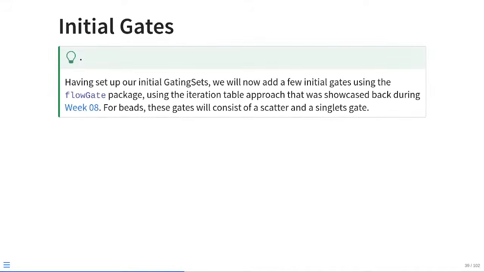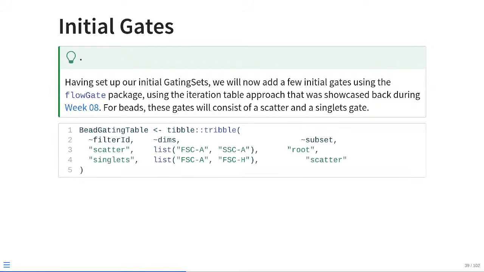So, at this point, we need to go ahead and implement some initial gating sets. We need to also add some initial gates through the use of the flowgate package. And the easiest way to do this, as we saw back during week 8, is going to be through an iteration table approach. This way, for beads, for example, we would create a table that will draw for both the scatter and the singlet gate, kind of similar to what we've encountered in the past.